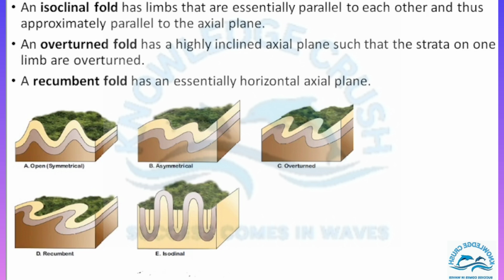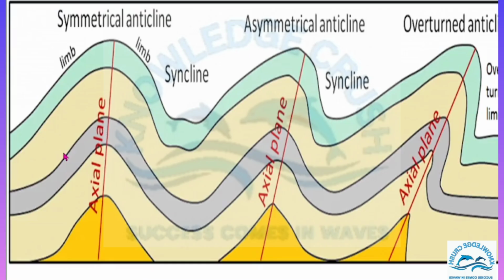First I use the word symmetrical fold. See, this is the symmetrical fold. Symmetrical means one in which the axial plane is vertical. In this slide also I can put it here. This is the symmetrical fold. But what is the speciality of this fold? The axial plane is completely vertical in position, and this is called the symmetrical fold.